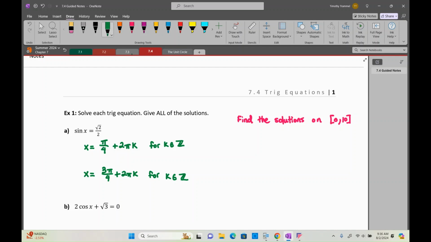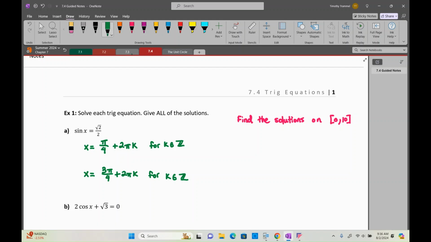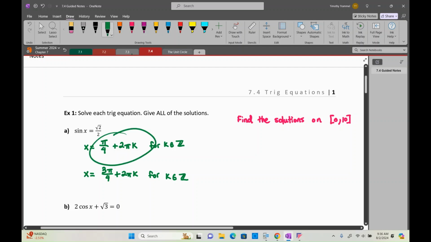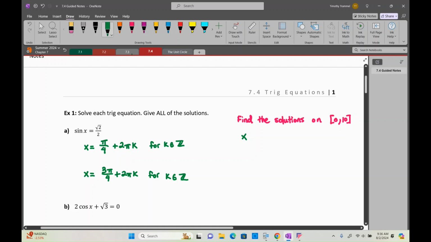So the first viable option here for k that would give us an angle between 0 and 10 would actually be k equals 0. So if I let k equal 0 for both of those formulas, for this one here, I'd have pi over 4 plus 2 pi times 0. Let's just say pi over 4. So I'm going to start listing these out.